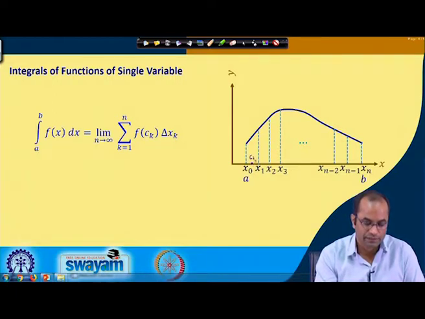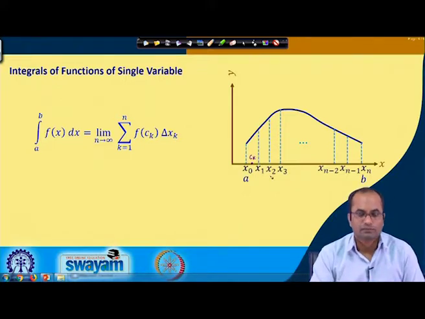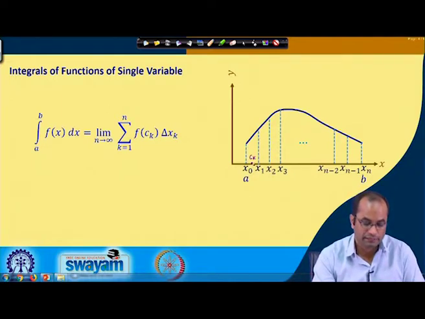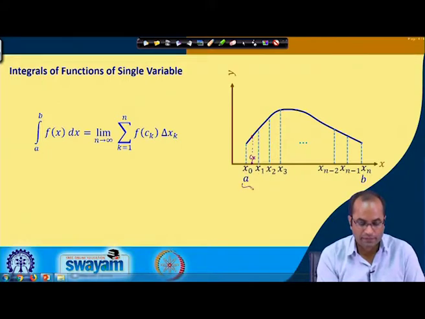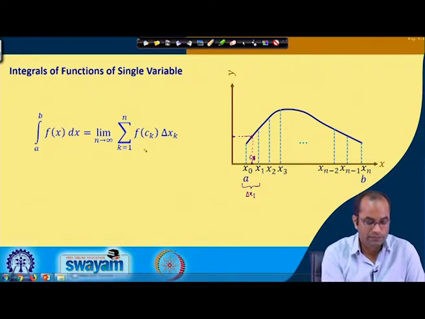So, this point c k, and c k is between x 0 and x 1 in this interval, and we take the value of the function at this point, so f of c k multiplied by this delta x k. So, this is delta x 1 in our notation, and this is c 1 because this is the first interval, and this will be f of c 1, and we are now summing this product.